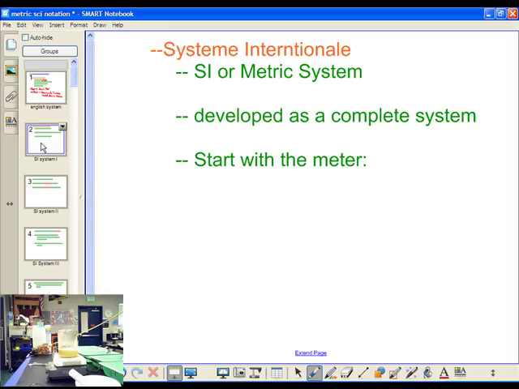In the 1700s, there was a group of French guys. Maybe it's because they didn't want to use the English system. You know, the French and the English don't really get along very well. But these French guys said, I do not want to use this system. I don't know what their reasoning was, but they wanted to develop a system that we now call the Système International, the metric system. It was developed as a complete system, and they start with a meter.